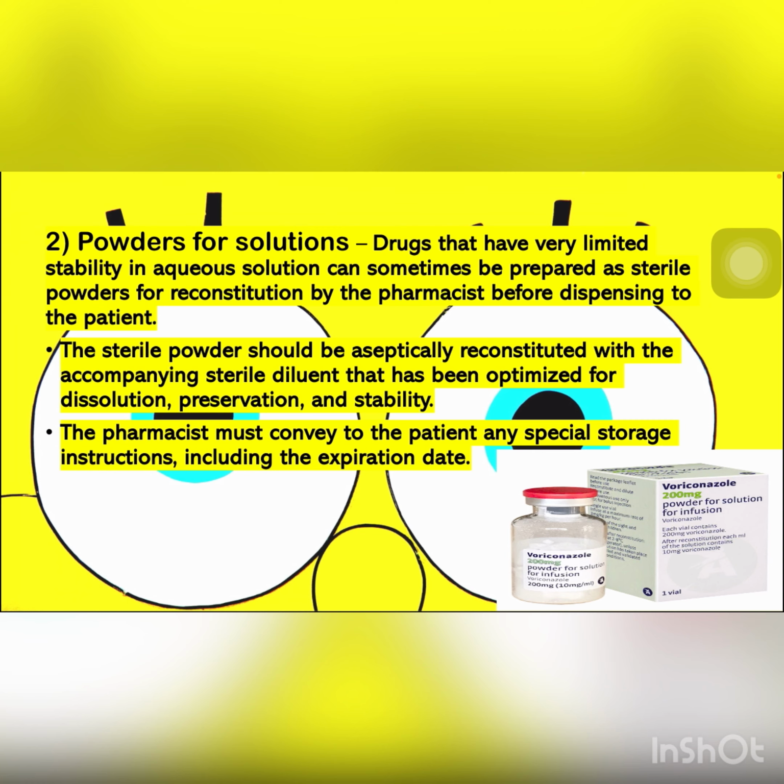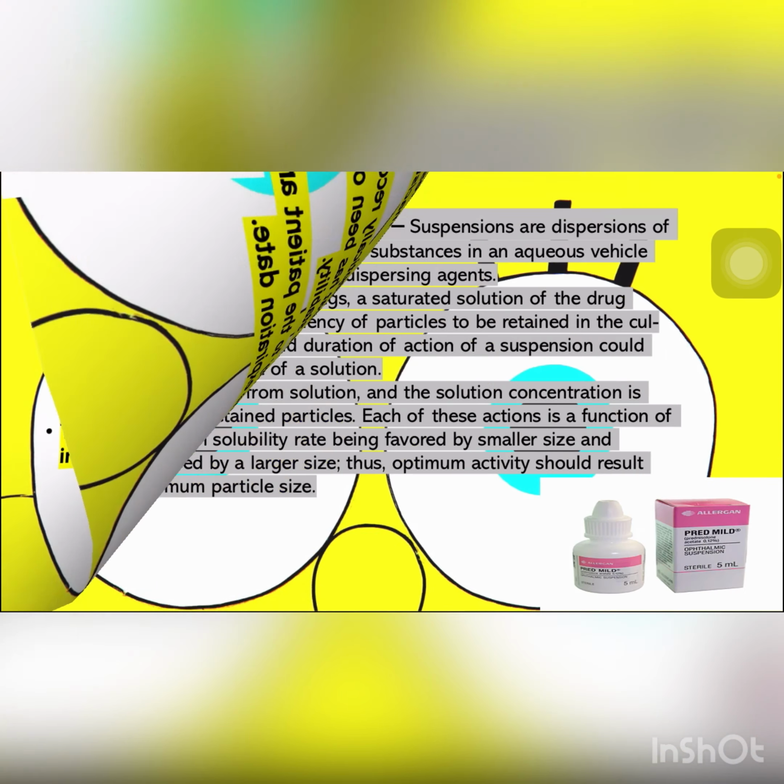Second, powder for solutions. Drugs that have very limited stability in aqueous solution can sometimes be prepared as sterile powders for reconstitution by the pharmacist before dispensing to the patient. The sterile powder should be aseptically reconstituted with the accompanying sterile diluent that has been optimized for dissolution, preservation and stability. The pharmacist must convey to the patient any special storage instructions including the expiration date.